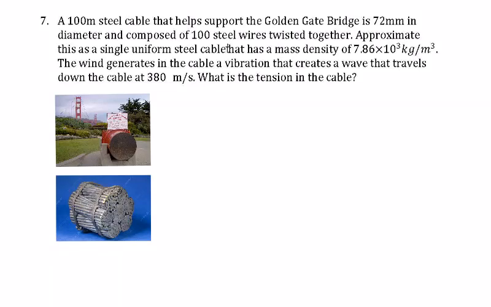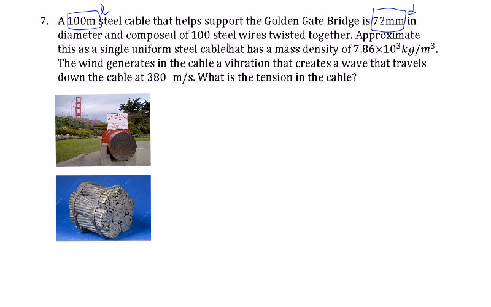A 100-meter steel cable that helps support the Golden Gate Bridge is 72 millimeters in diameter and composed of 100 steel wires twisted together. Oh, wow. So the 100 meters will be the length of the wire. 72 millimeters is the diameter, and I'm going to make a note for myself that this is in millimeters. We need to convert it to meters. And it's composed of 100 steel wires twisted together.